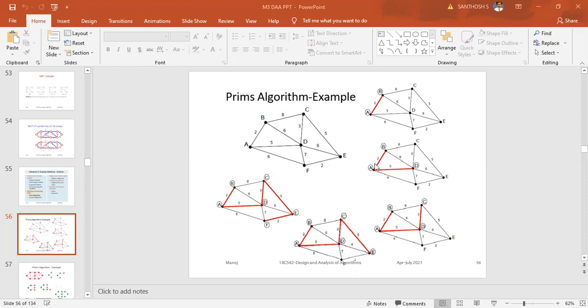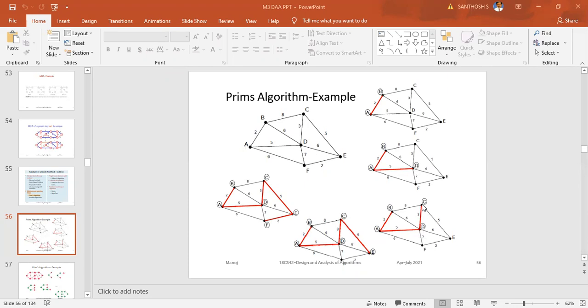So from B, you have gone to A. From A, you are going to D. Now from D, which is the shortest distance you have to take? From D, D to C 3, D to E 6, D to F 7, D to A 5. In that, the minimum one is 3. So you have taken the path from D to C, it is 3.